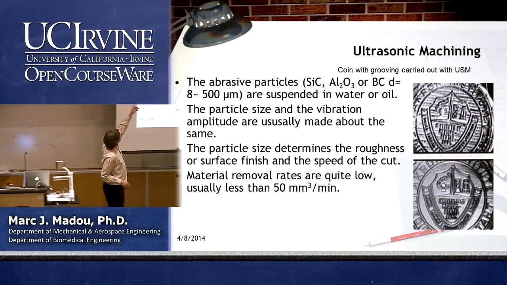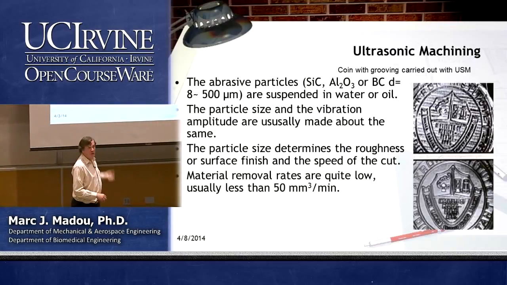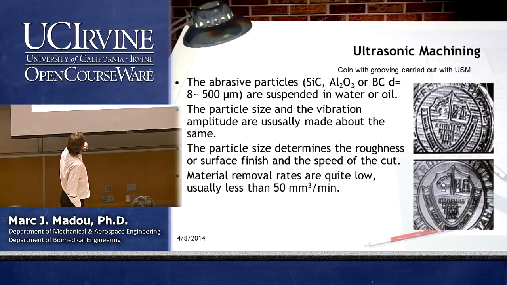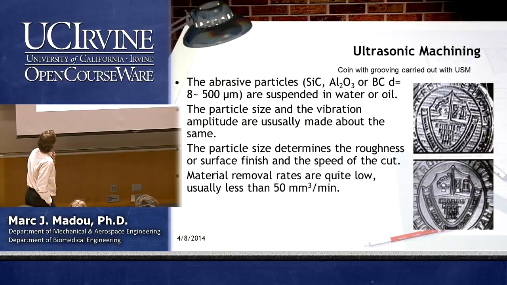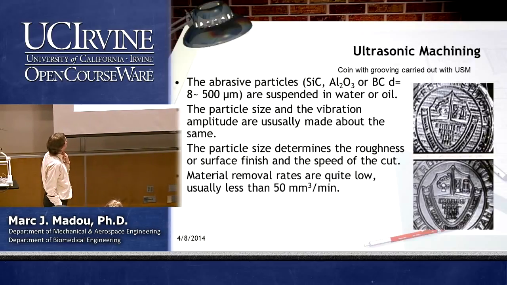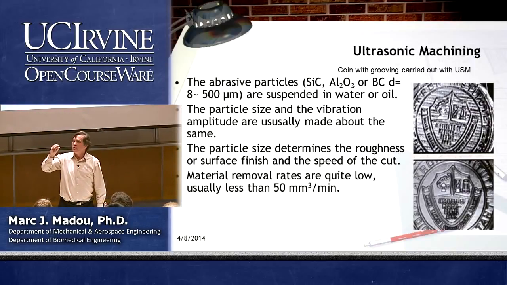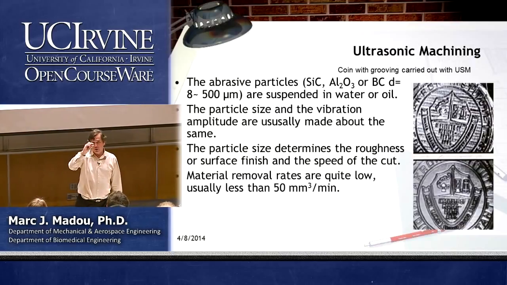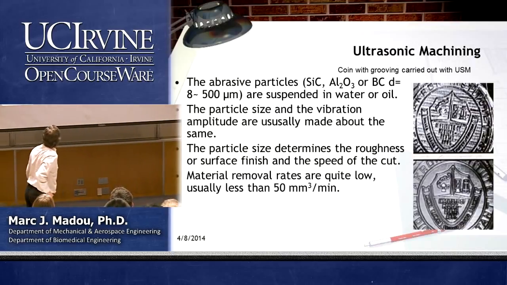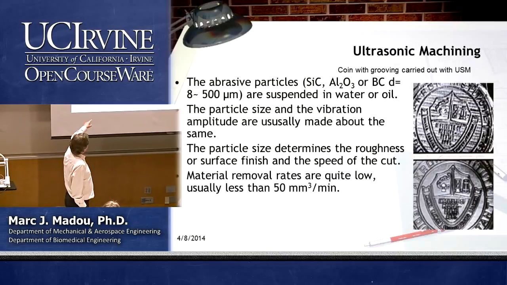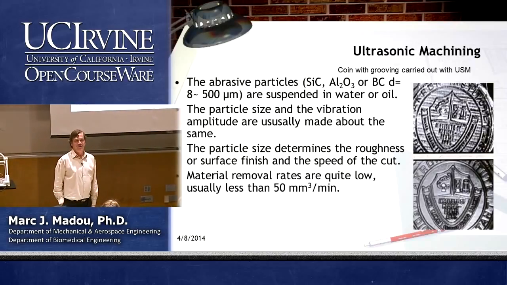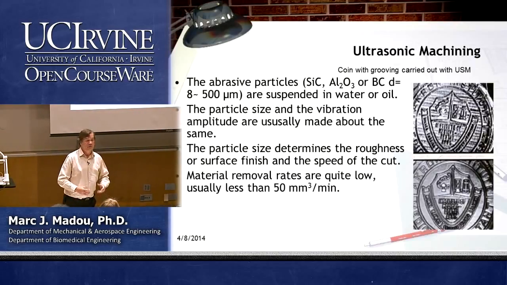Abrasive slurry particles are 8 to 500 microns. They can be silicon carbide, aluminum oxide, or boron carbide. They're suspended in water or in oil. And the particle size and the vibration amplitude are usually made about the same. So in other words, that 0.025 amplitude would then correspond to the particle size. The particle size determines the roughness. That's kind of obvious, right? A bigger particle will make a rougher surface.